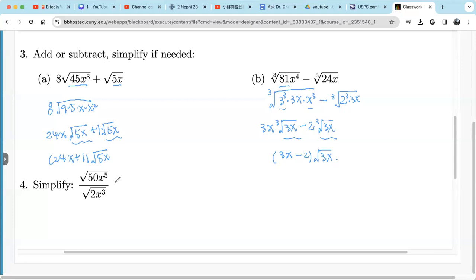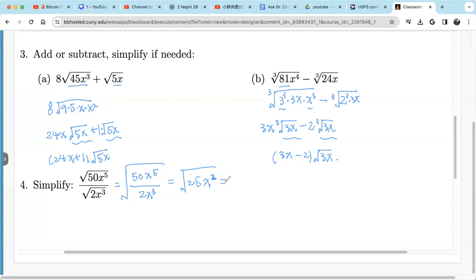For 4, we want to simplify this. The numerator is under a square root sign, and the denominator is under a square root sign, so we can put them together under one square root sign. So 50x raised to 5 divided by 2x raised to 3. Now 50 divided by 2, we get 25 under the square root sign. x raised to 5 divided by x cubed in the denominator, which is 5 minus 3, now becomes x squared.